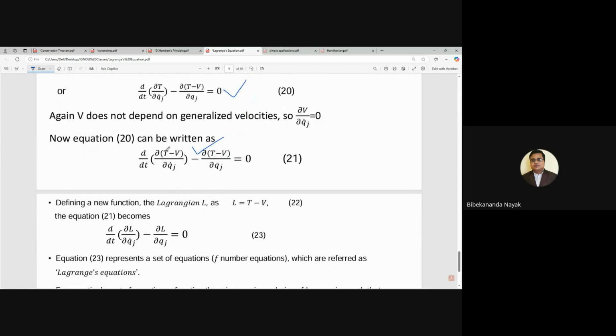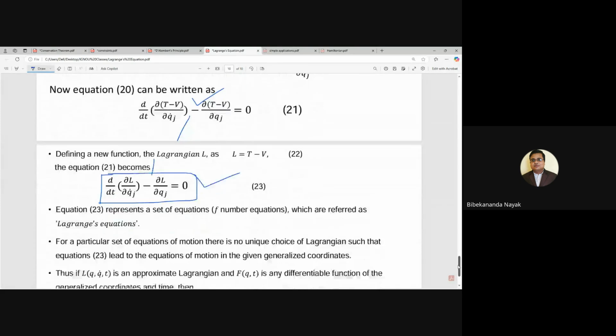Then I take this T minus V as L, the Lagrangian. And my equation becomes d/dt(∂L/∂q̇_j) minus ∂L/∂q_j is equal to 0. This equation is known as Lagrange's equation, or sometimes the Euler-Lagrange equation, because we are fixing it as a generalized coordinate for any parameter. There are f number of Lagrange's equations, with j varying from 1 to f.